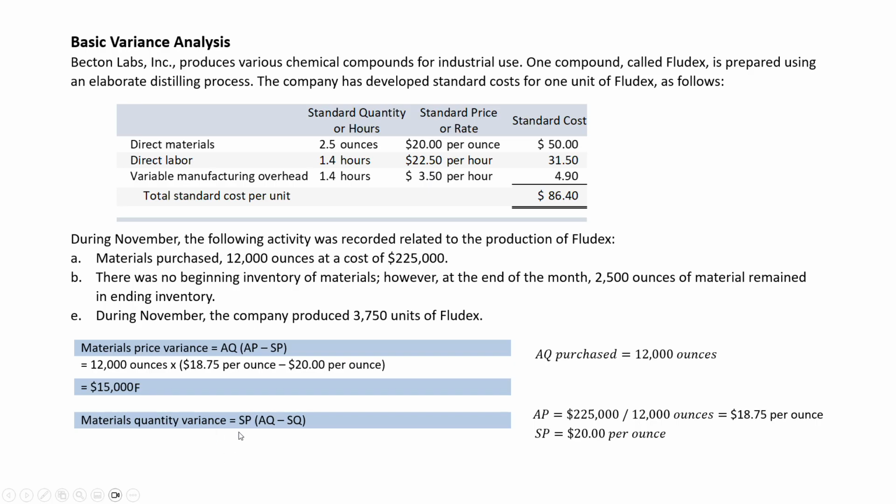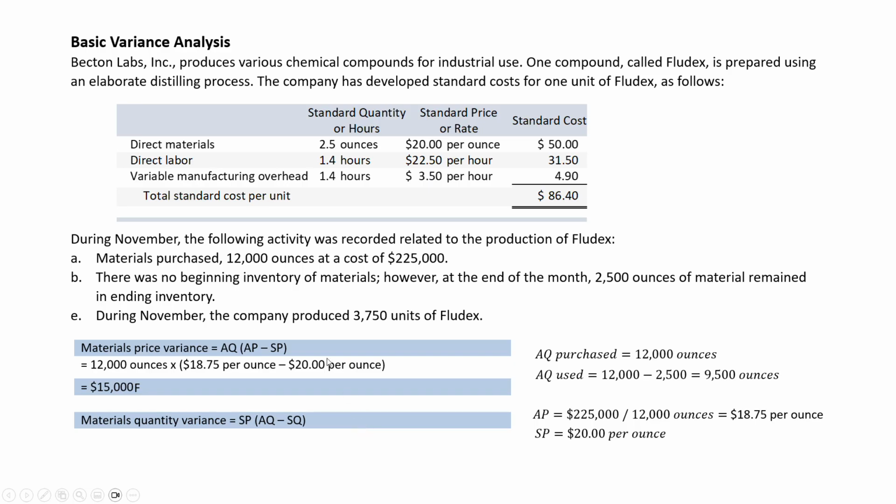So when we jump to materials quantity variance, again, the formula looks just the same as what I shared in the past. Standard price times the difference between actual quantity minus standard quantity. Standard price is still $20 per ounce. You may say, well, what's so tricky about this? I'm just going to use the actual quantity purchased of 12,000. Well, here's the problem. We need to use the actual quantity used. And you may say, well, you didn't talk about that in past problems. Well, I didn't talk about it because the amount purchased was the same as the amount used, which is unrealistic in most companies. So we want to pull the actual quantity used.